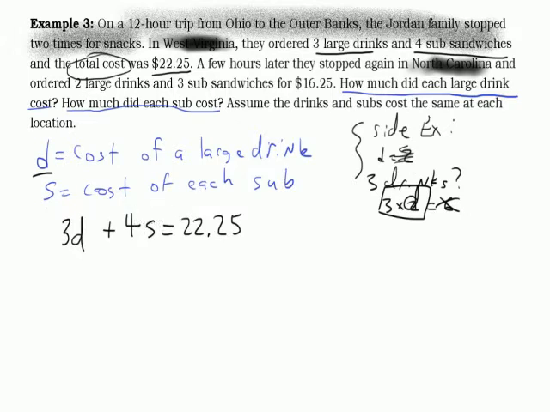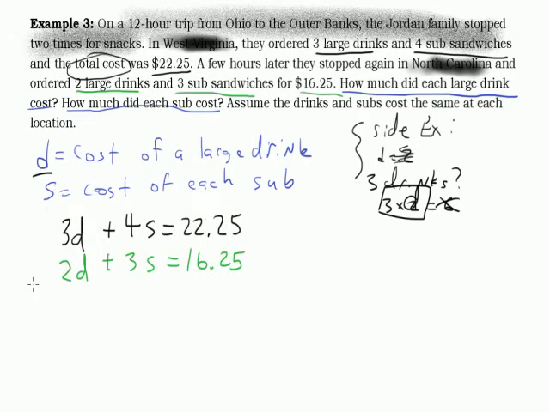The second one is very similar. Let's use blue for the second one. Well, I already used blue. Let's use green. 2 large drinks, 3 sub sandwiches, $16.25. As much as you can, you want to get in the habit of seeing similarities. That line works just the same as the previous one. That is, I should end up with 2D plus 3S equals $16.25. And that's my second linear equation here.